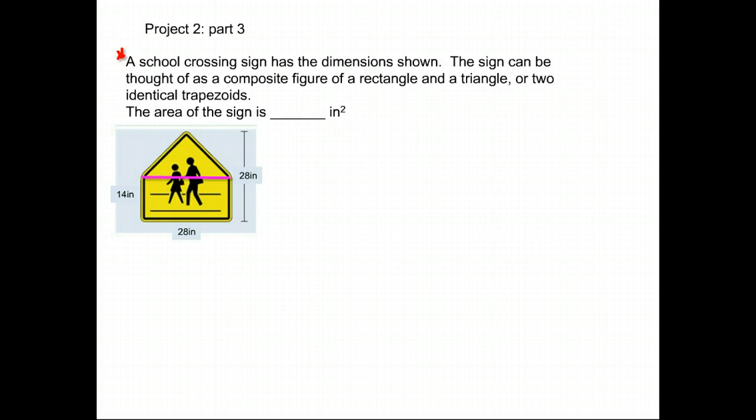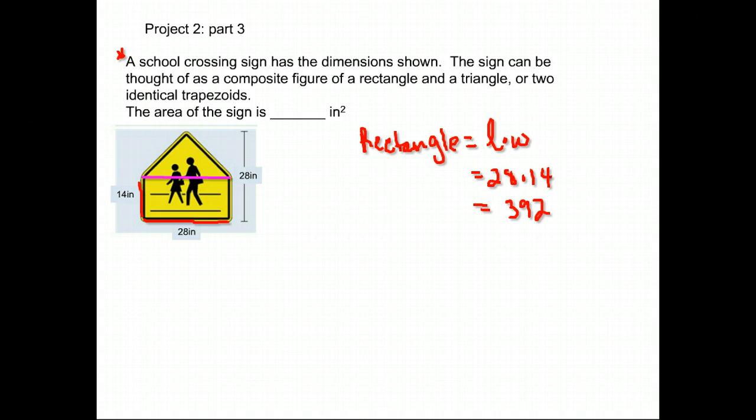Okay, rectangle and triangle it is. Okay, so we split it right there. So we have two different figures. We're trying to find the total area. We have a rectangle and a triangle. Okay, so for the rectangle, we do length times width. We can easily see right here our length is 28 and our width is 14. We do it, we get 392 square inches.